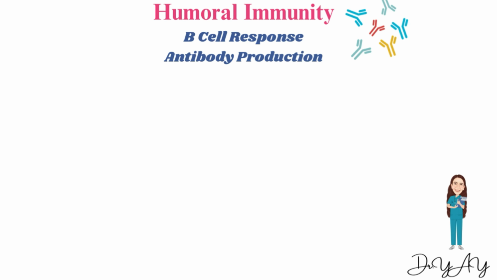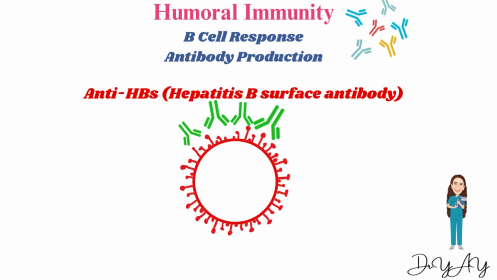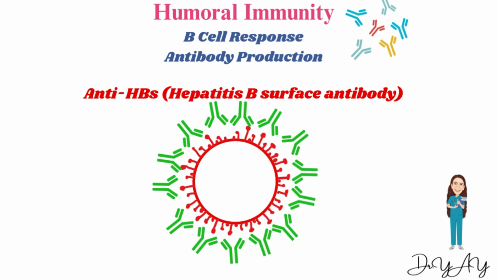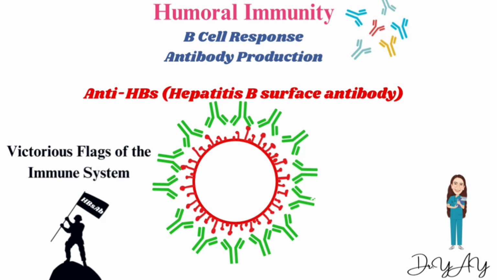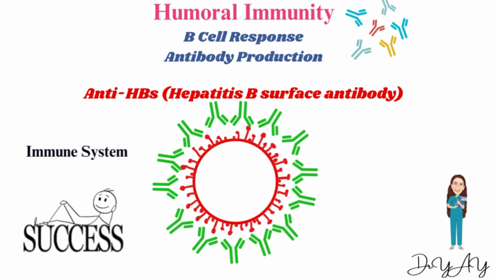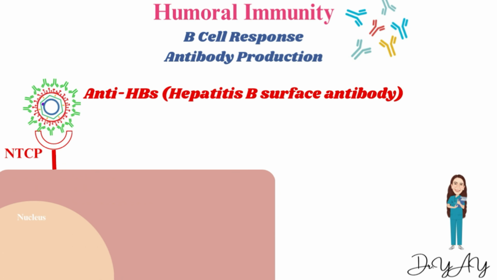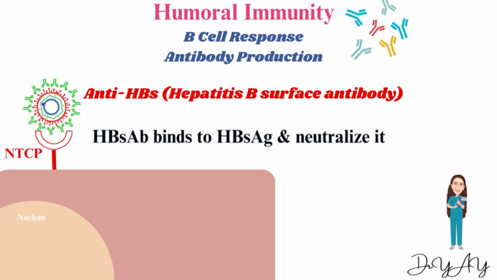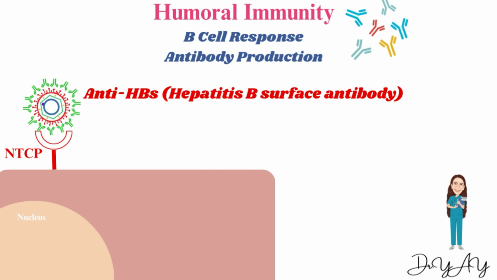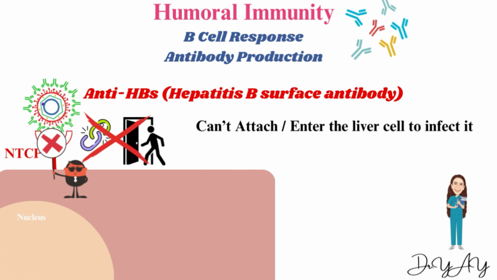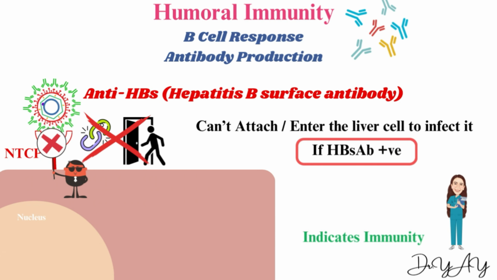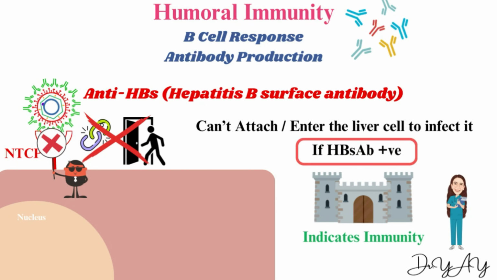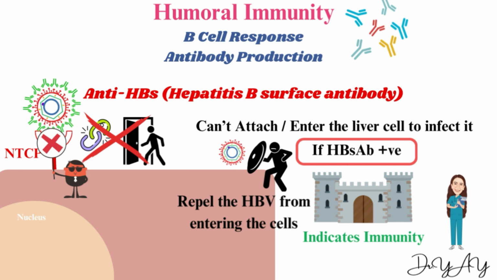And now let's start with the anti hepatitis B surface antibodies, or in other words, antibodies against the surface antigen part. These are the victorious flags of the immune system, marking the end of a successful battle. Imagine that you have antibodies that can bind to the hepatitis B surface antigen part and neutralize it, meaning that the virus will not be able to attach or enter the cell in the first place. And so, if these antibodies are detected in the blood, it's a sign of immunity, a proof that the body has built defenses strong enough to repel the virus if it ever tries to return.